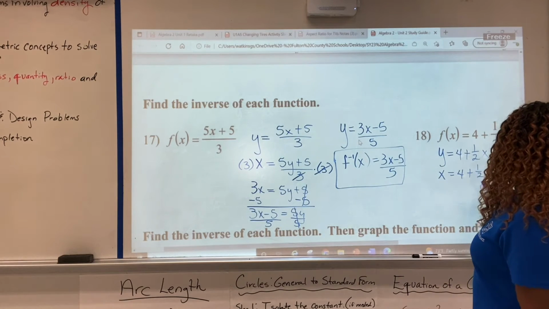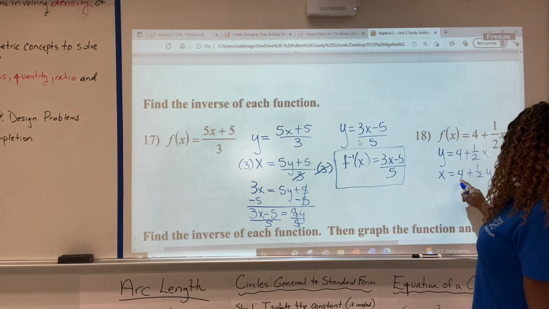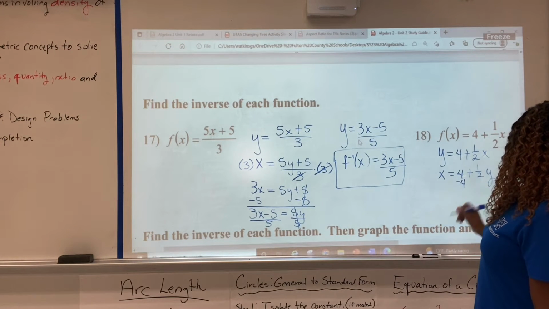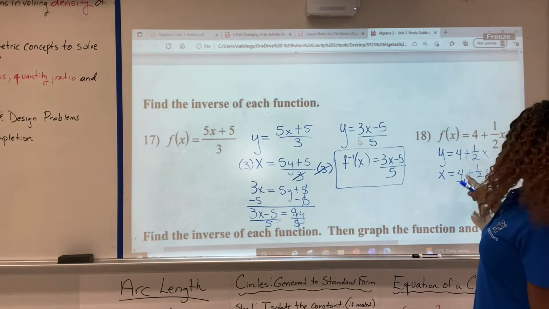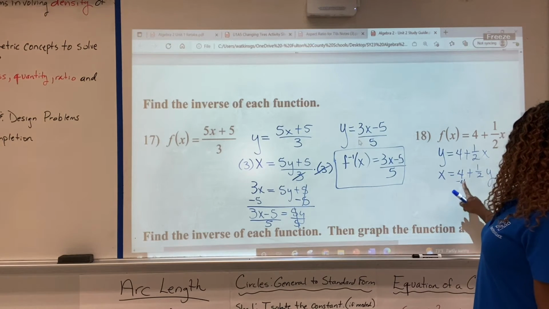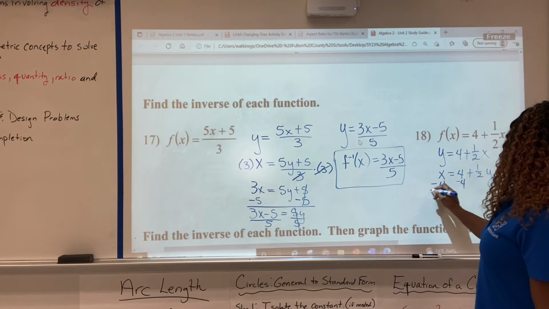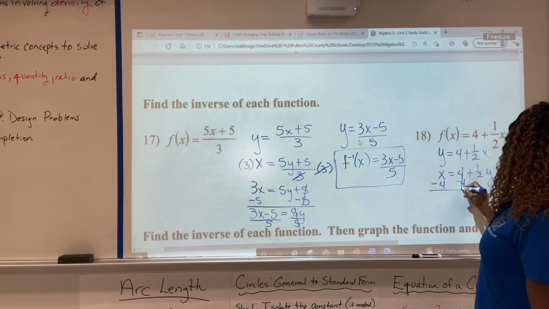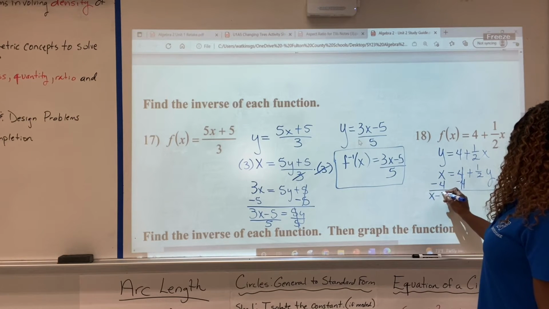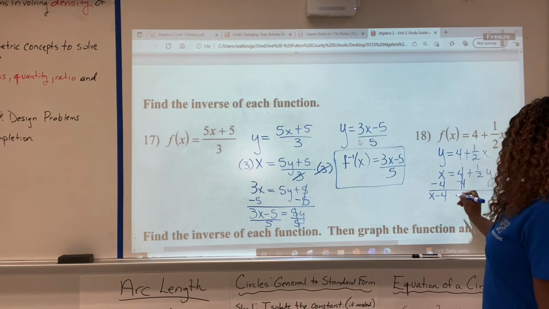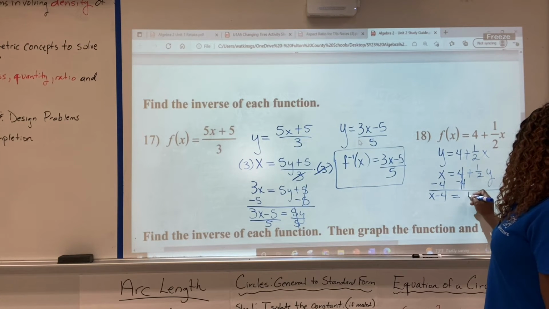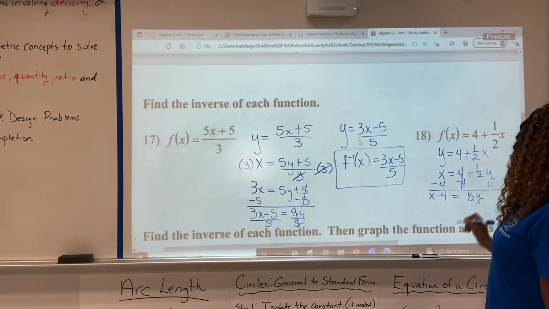So that means we need the y by itself. Let's eliminate this constant by introducing a negative 4, because this is a positive 4. Whatever I do on the right-hand side, I have to do on the left, always. So here I'm left with x minus 4. And what we have left over here is 1/2 times y.